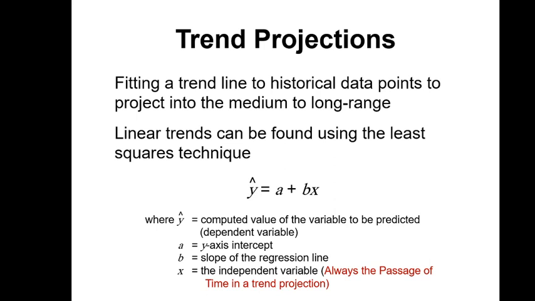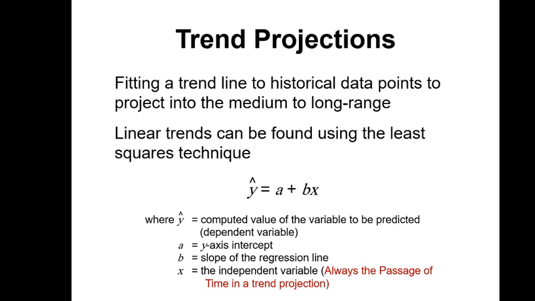If you want to forecast sales, so it will be sales. A is the y-intercept, or it is the value of y when x is equal to 0, and of course the b, it's the slope of the line, and x is the independent variable.